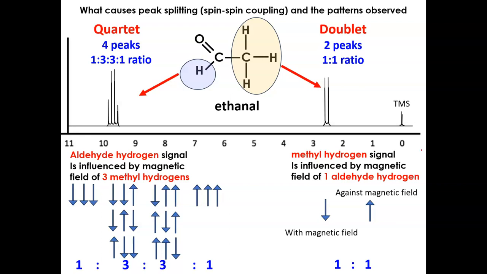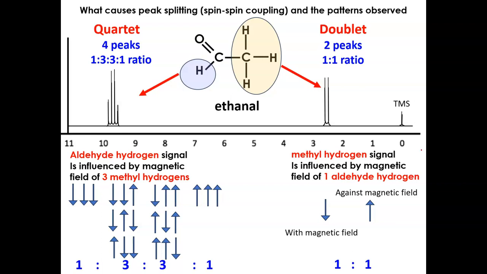That's 2 peaks. So let's just explain how this arises. First of all, let's look at the methyl group signal, the doublet. Why has that happened? Very simply, our adjacent H, which is on the carbonyl group, the aldehyde carbon, could be either with the magnetic field or it could align itself against the magnetic field. So the signal for the methyl group is influenced by a H on the aldehyde, which is either with or against it. That's going to give 2 signals, or a split signal into 2 parts.